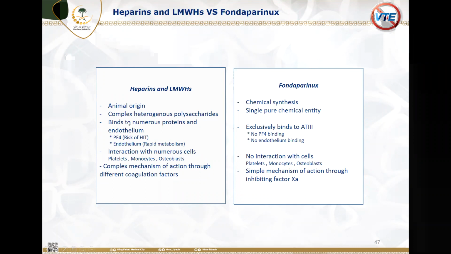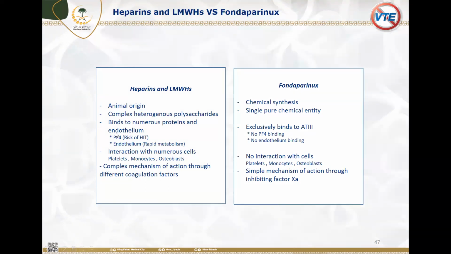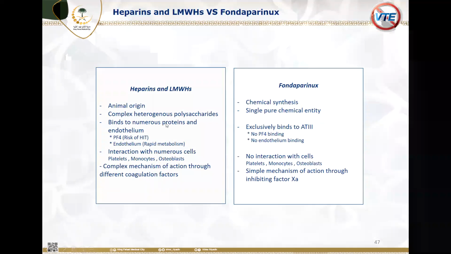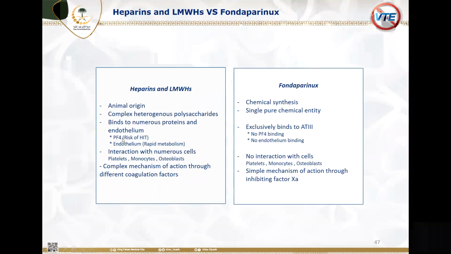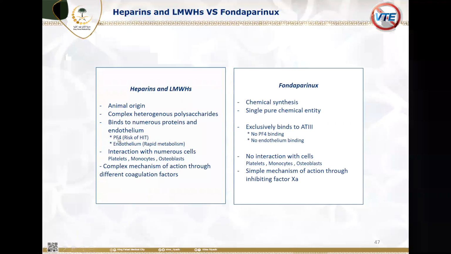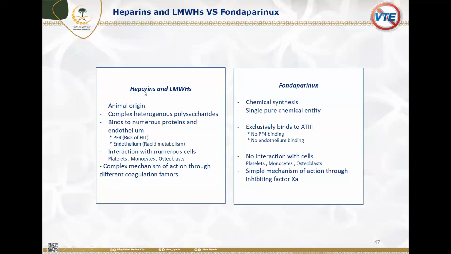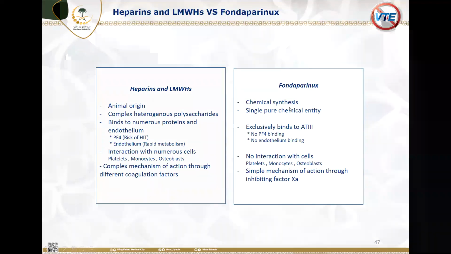That's why the sulfate is the one triggering HIT. It binds to numerous proteins and endothelium. It binds to proteins like platelet factor 4. This is a platelet protein, that's why it will trigger HIT. That's why what we send is the antibody, anti-platelet factor 4 IgG or IgM. Fondaparinux does not bind to platelet factor 4, so it does not trigger HIT. Also it does not bind to endothelium. If you bind to endothelium, it will lead to rapid metabolism. This is typically with heparin, that's why half-life is short. For fondaparinux, no endothelial binding.